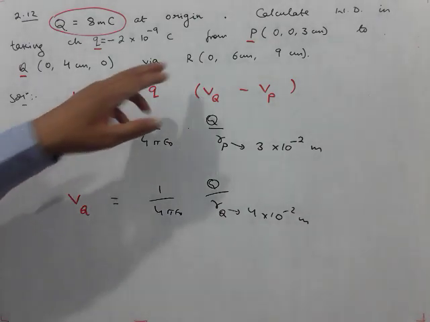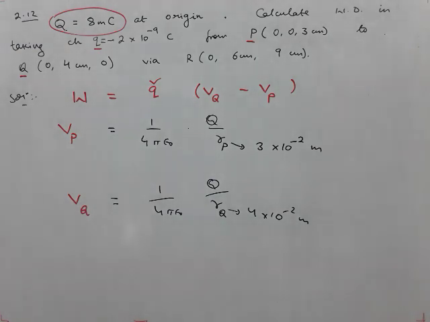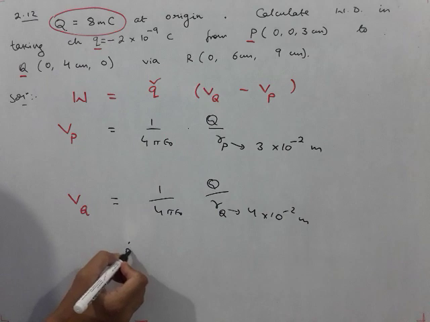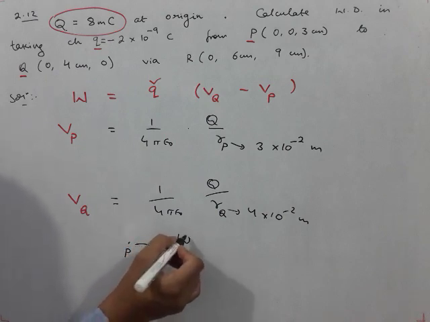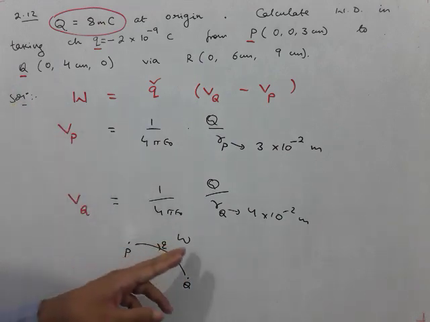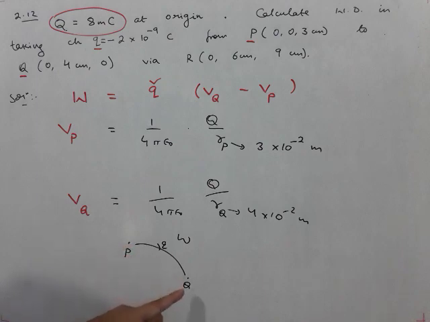See students, it is given we have to go from point P to point Q via this point. But you know that electrostatic forces are conservative. So if we have to go from point P to point Q carrying some charge q, this work done will be independent of the path. You must mention this statement, that work done by electric field or work done against electrical forces in carrying a charge from one point to another is independent of the path. Why? Because electrostatic forces are conservative in nature.